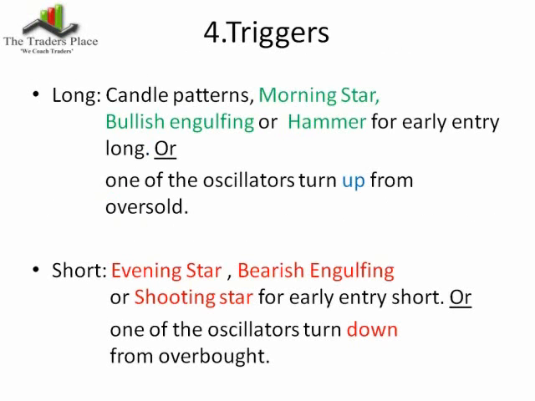The triggers that I apply, obviously there are literally hundreds of triggers that one can apply. I've narrowed it down for this presentation to a couple of candle patterns. For the longs, we look at morning stars, bullish engulfing, or hammer patterns for early entries, or the oscillator that has gone oversold turns up from that position. On the short side, evening stars, bearish engulfing, or shooting stars, and that would be for your early entry, or one of the oscillators turned down from the overbought level.